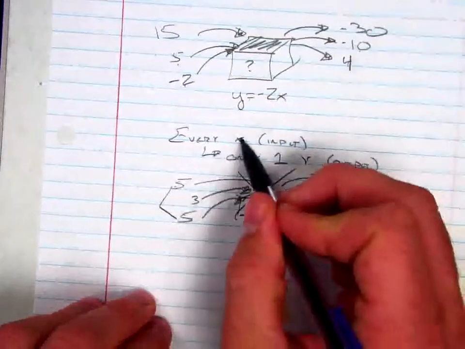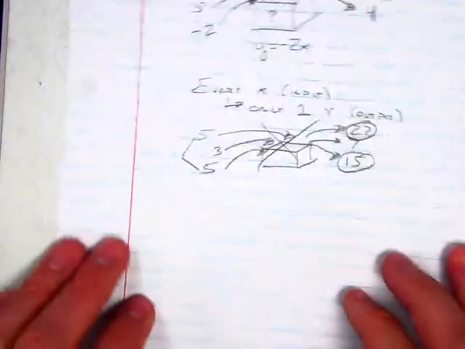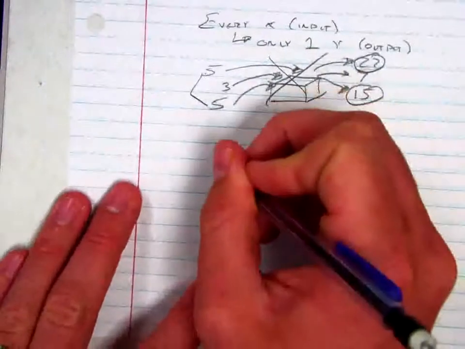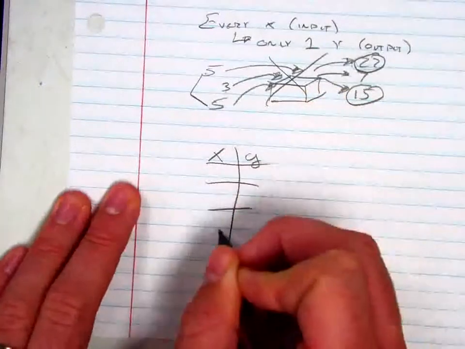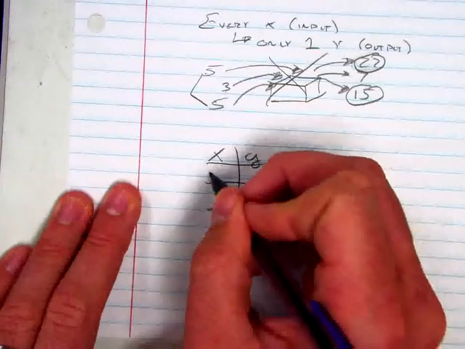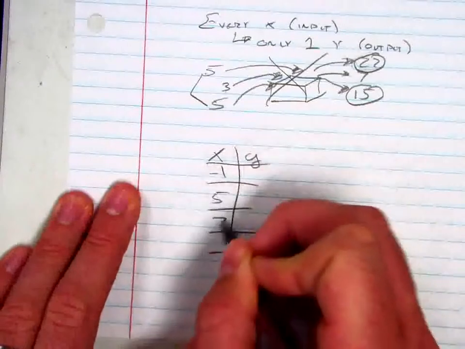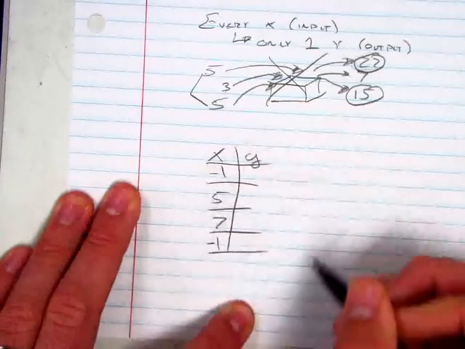Okay? So like I said, every x can have only one y value. Let me make it look a little bit different. If I gave it to you as a table, and let's say I threw in a negative 1, a 5, a 7, and a negative 1 again.